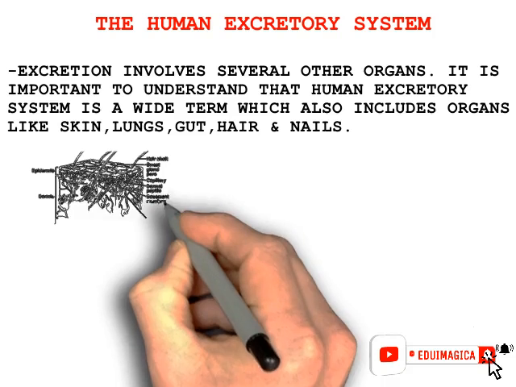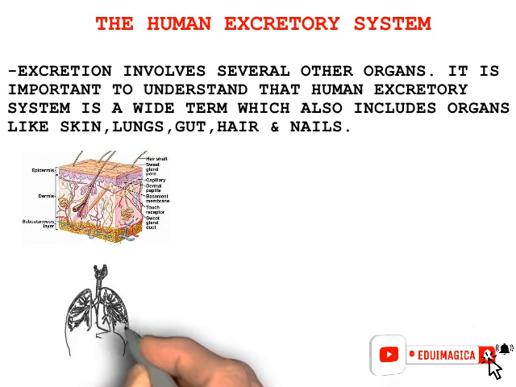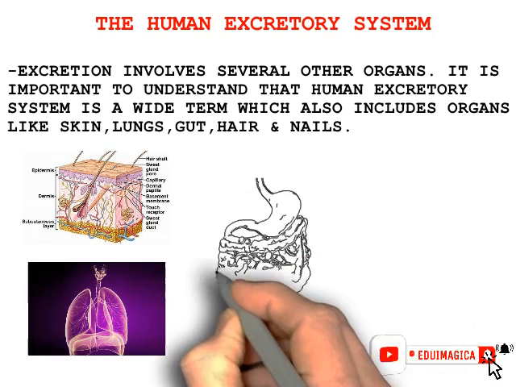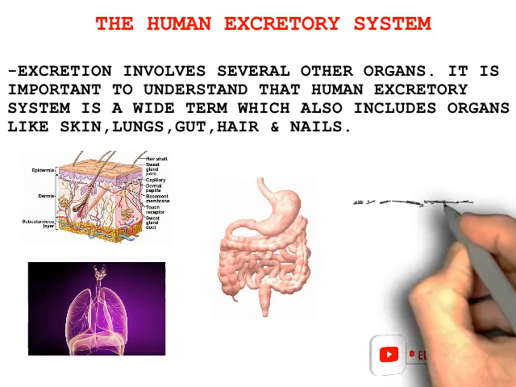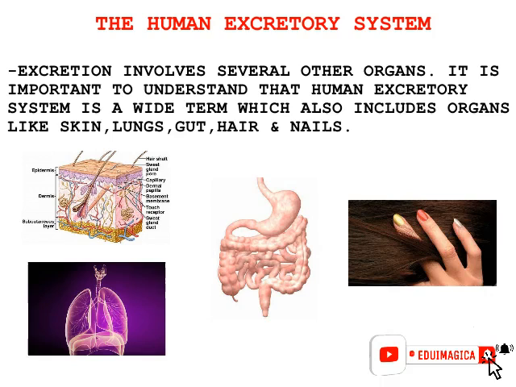The skin is responsible for the removal of several ions, lungs for the removal of carbon dioxide, the gut for the removal of undigested food, and the hair and nails for the removal of heavy metals. In this video, we will learn about the urinary system.